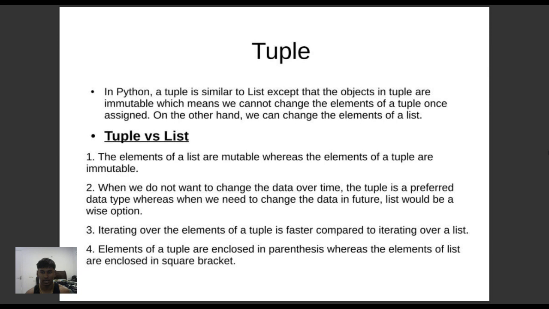When we do not want to change the data over time, the tuple is the preferred data type, whereas if we need to change the data in future, list would be a wise option. Iterating over the elements of a tuple is faster compared to iterating over a list. Elements of a tuple are enclosed in parentheses, whereas the elements of a list are enclosed in square brackets.